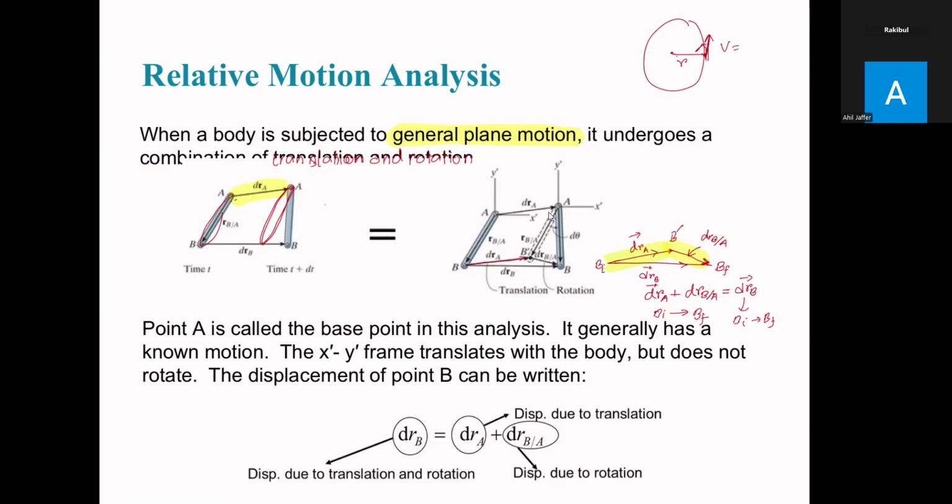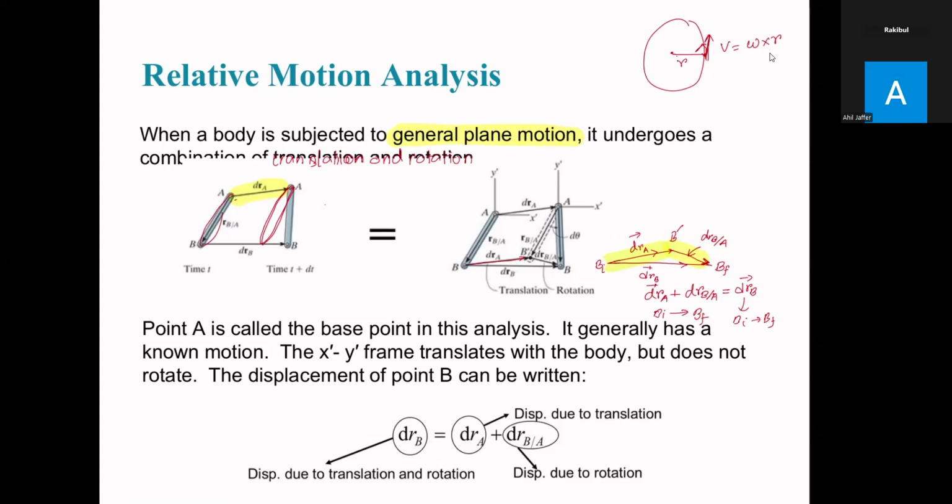V equals omega r. You remember? V equals omega times r. What is r? r is the radius of the center, the radius of the circle about this rotation path. Am I right?